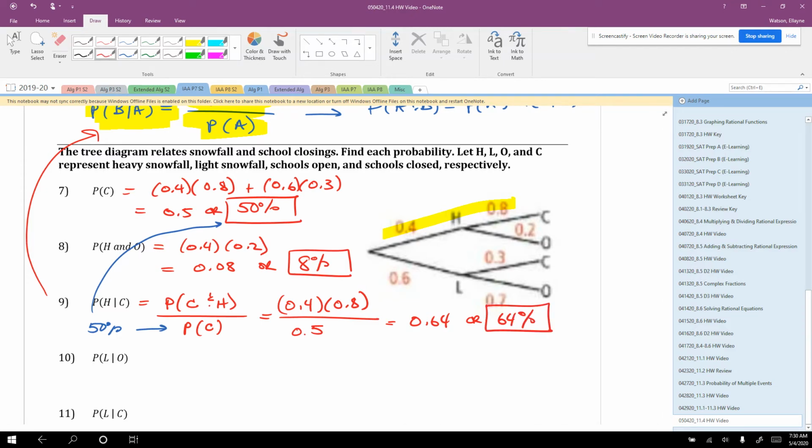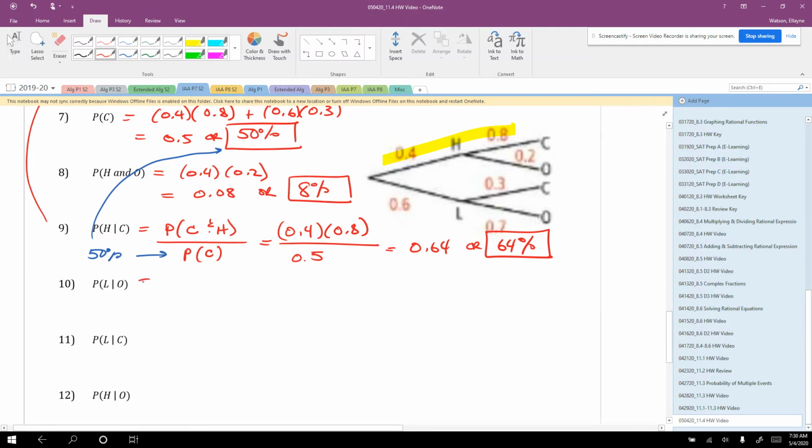Okay, so let's follow that same pattern for the next one. Using the formula, the probability of light snowfall given open is going to be the probability of open and light divided by the probability of open. Well, here's the deal. This must be what, guys? If the probability of the school being closed is 50%, the only other option is that it's open. So that means this must be 50%. Now it didn't specifically ask you to calculate it, but you're supposed to use deductive reasoning there.